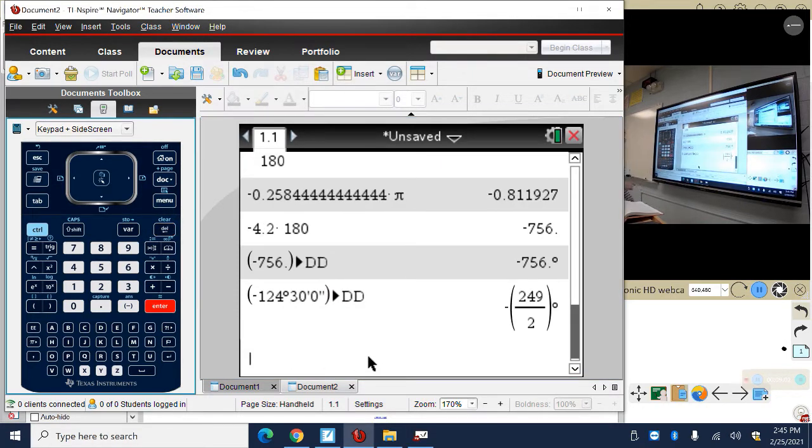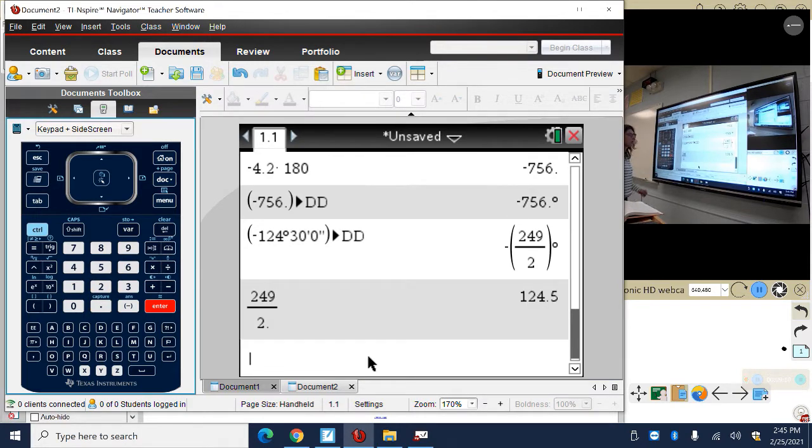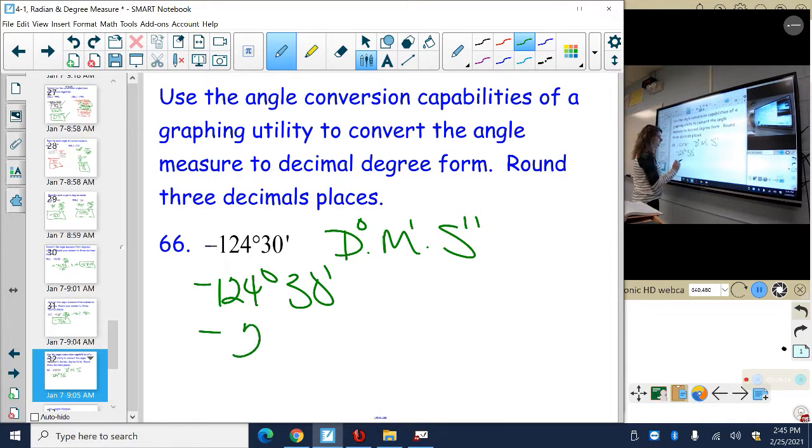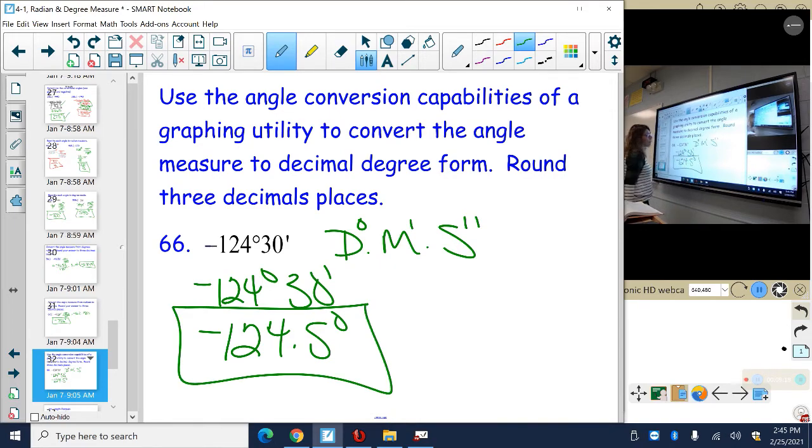And hit enter. Now, that's going to give me in a fractional form. So 249 divided by 2 with a decimal, and it's going to give you 124.5. So your answer is negative 124.5 degrees. And that makes sense because 30 seconds is half of a minute. Okay?